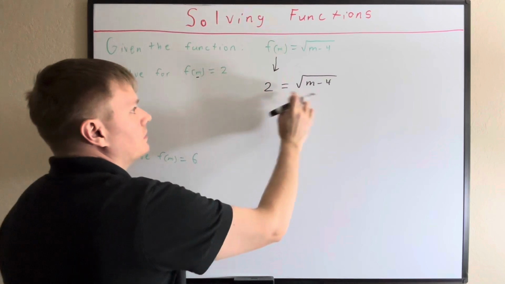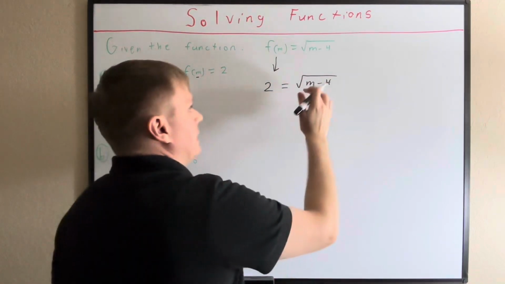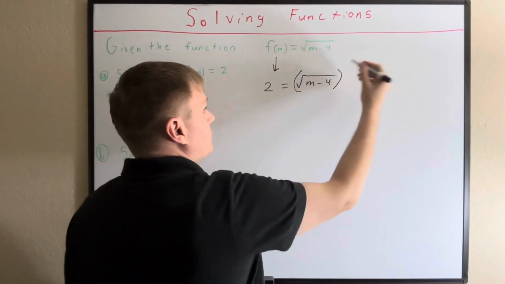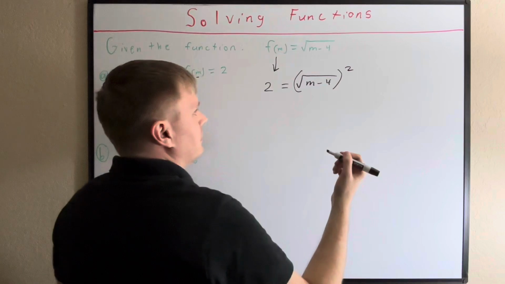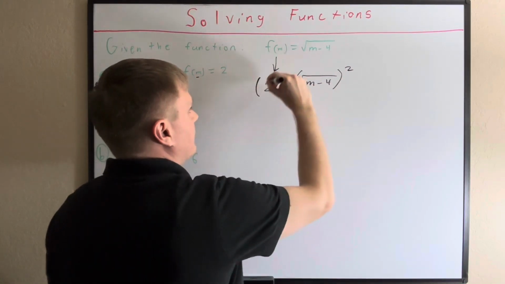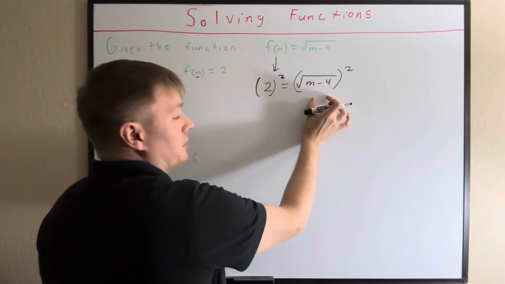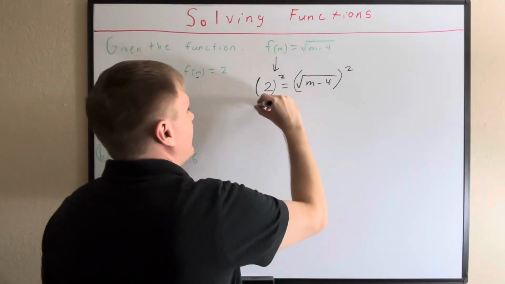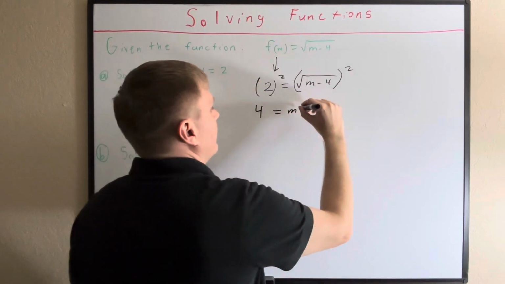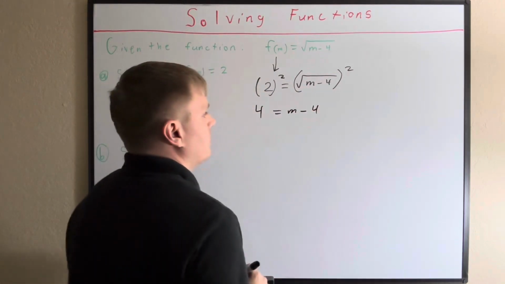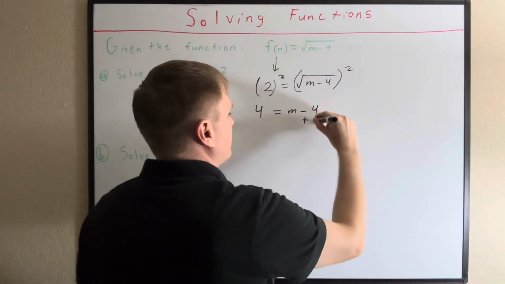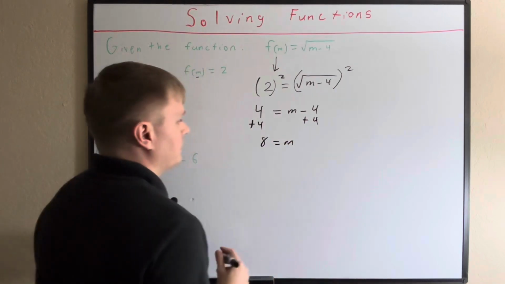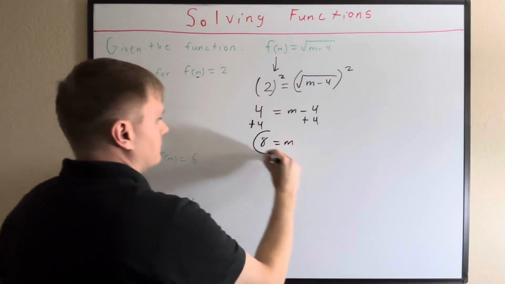So f of m is 2. Now we're solving for m. So we need to get m by itself, right? So what do we do to get rid of a square root is we square it, right? Square this whole thing, and what you do to one side of an equation, thou doest to the other. Remember the old math commandments? 4 equals m minus 4. Okay, still trying to get m by itself. Add 4 to both sides. m equals 8. And there's your answer.